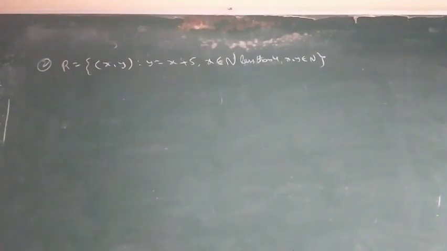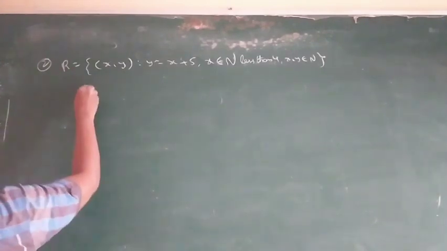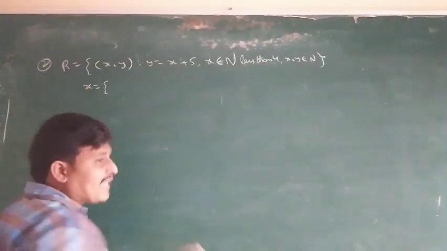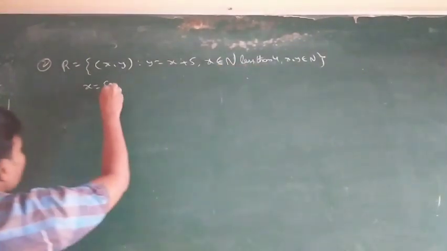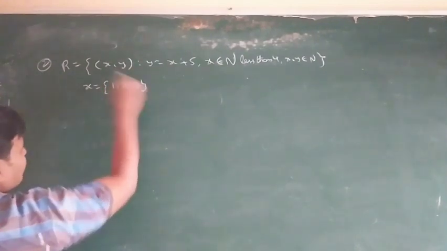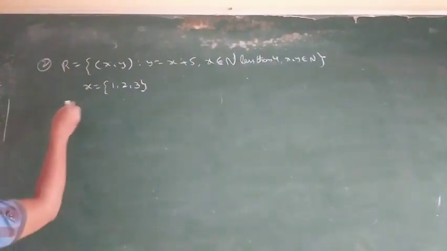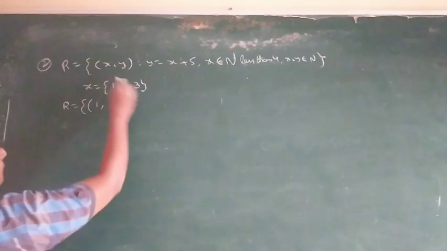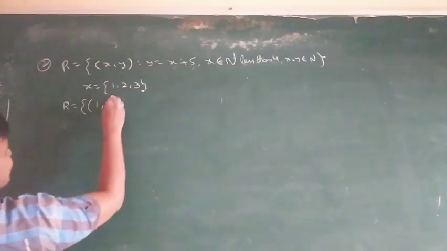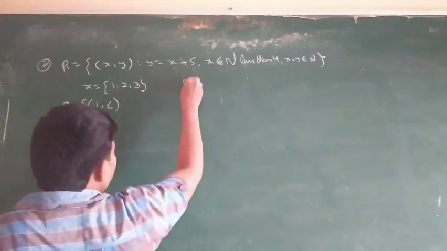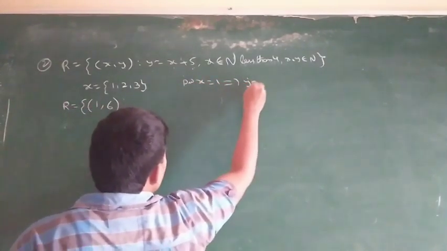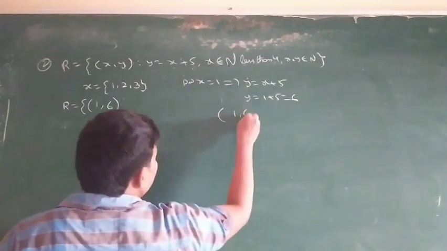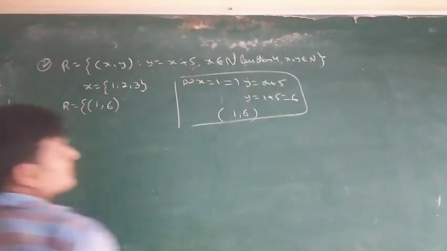So x is a natural number, and y is equal to x plus 5. x belongs to the natural numbers less than 4, which means 1, 2, 3. So x is 1, 2, 3. For x is equal to 1, y is equal to what? Substitute: put x is equal to 1, y is equal to x plus 5, y is equal to 1 plus 5 is equal to 6. So this is 1 comma 6. This is the procedure.